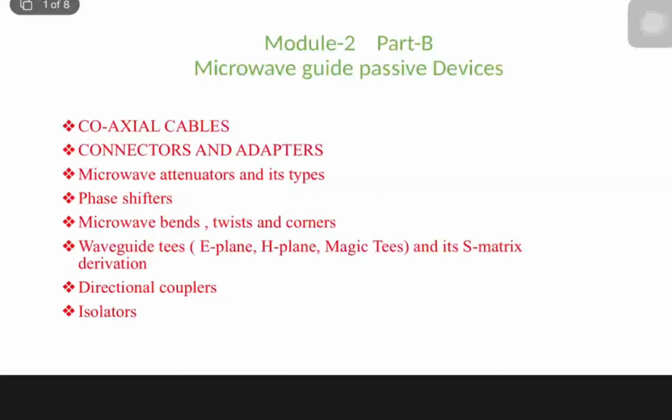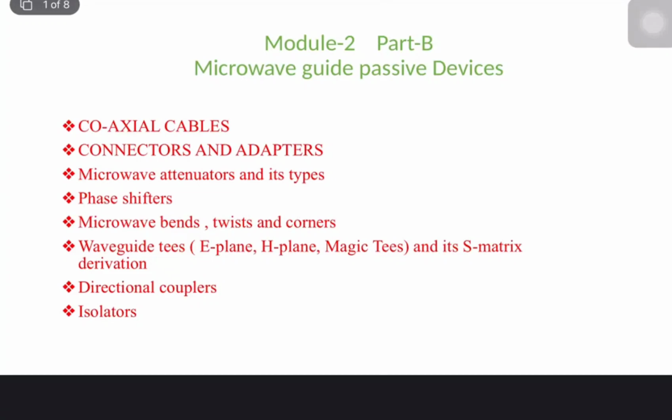Starting with part B of module 2, where we'll be studying about the microwave passive devices. I mean to say the passive devices which we will be making use of in a microwave network. So first of all, before that, we need to know what the passive devices are.